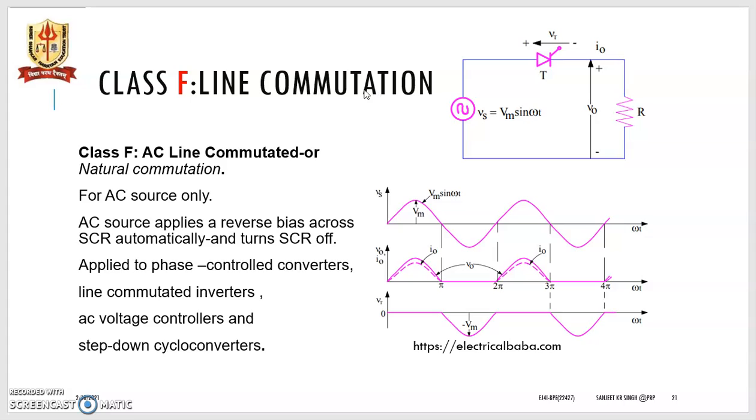And class F, line commutation. Here we have the SCR, and as the supply voltage is crossing 0, current will also go to 0 and thereafter try to be negative, and during the negative half cycle the complete applied voltage is appearing across the thyristor and it is turned off. So for every half cycle it is turned off. This type of commutation is used in phase control converters, line commutated inverters, AC voltage controllers, and step down cycloconverters.